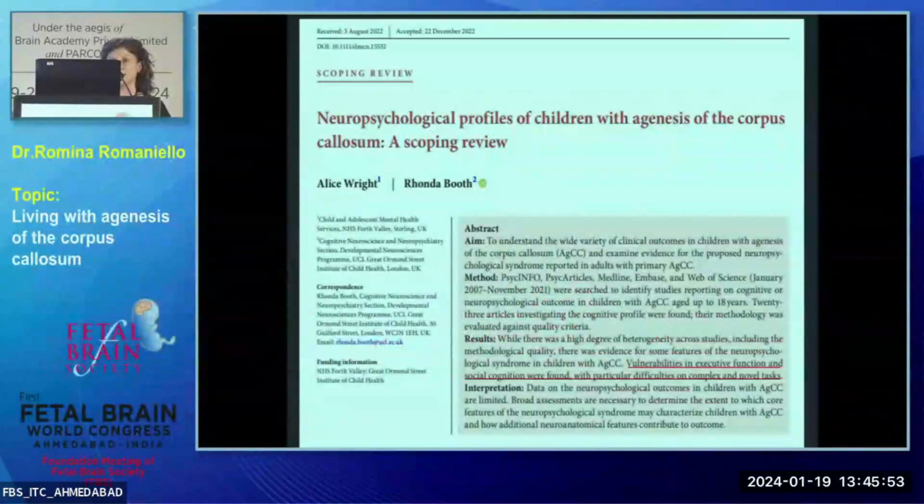This study is posterior to our study, and also in this study in 2022, vulnerabilities in executive function and social cognition were found, with particular difficulties on complex and novel tasks, so they confirm our results.